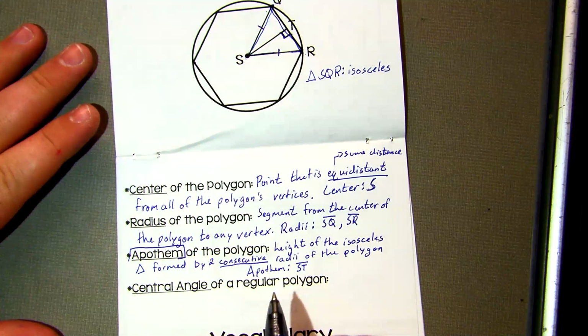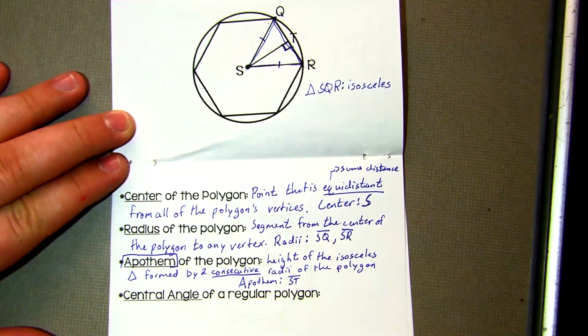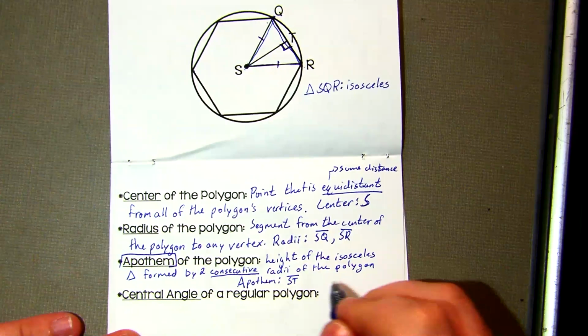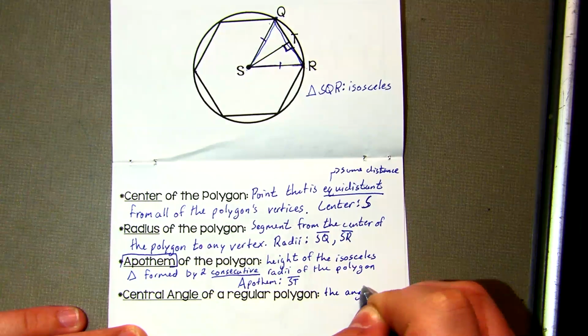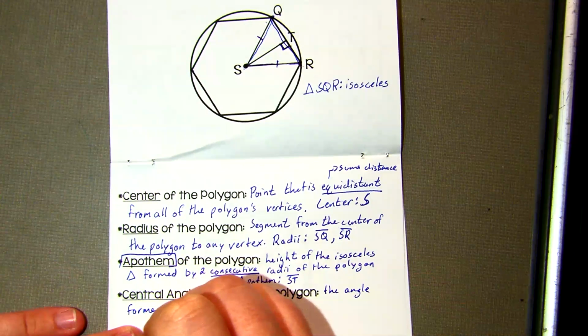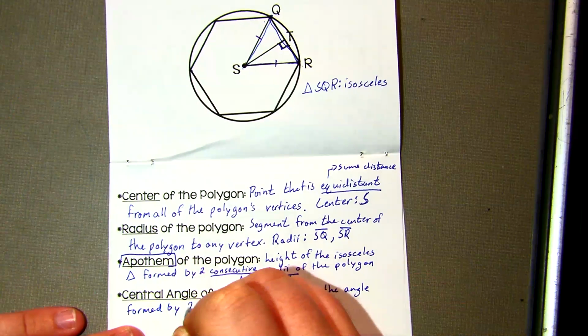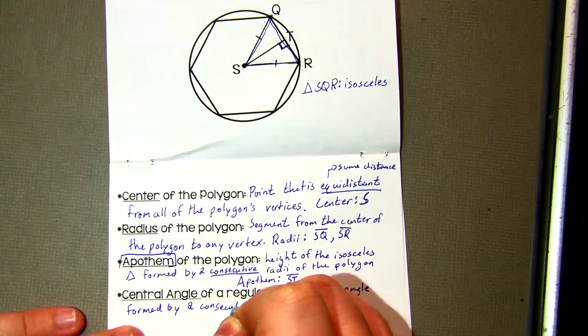Our last term is the central angle of a polygon. The central angle is the angle formed by two consecutive radii.